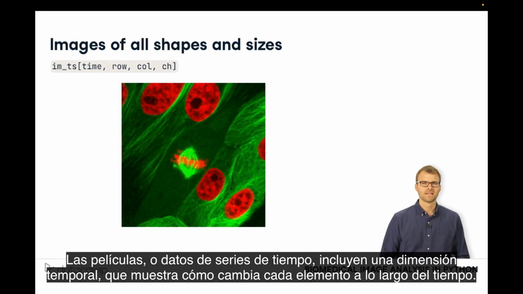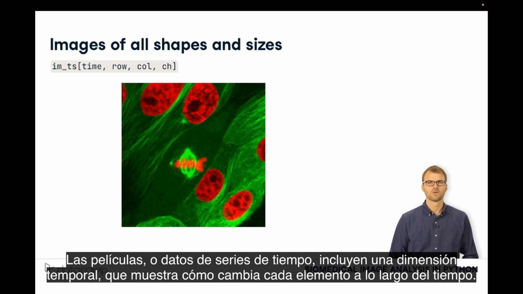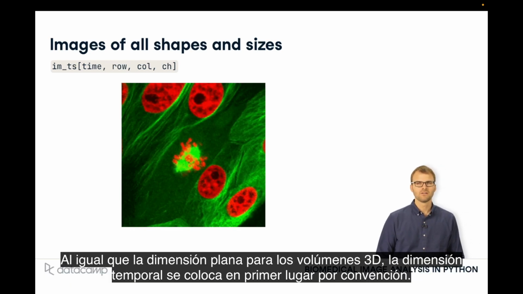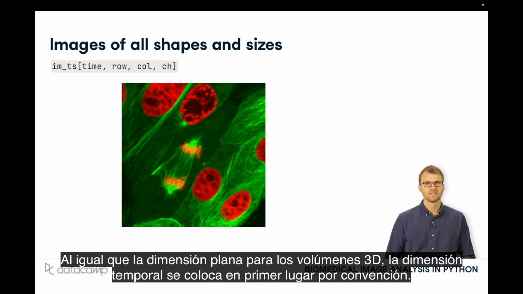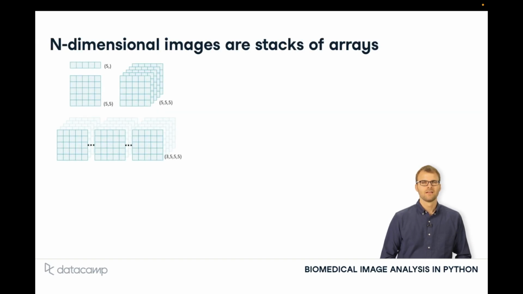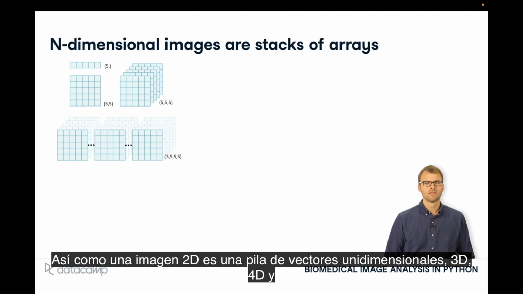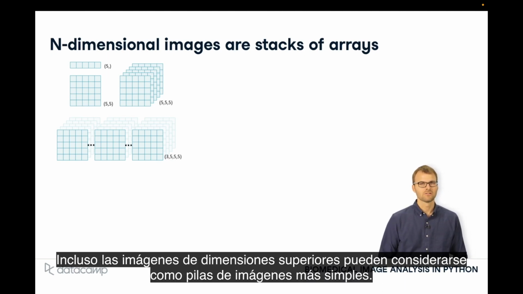Movies or time series data include a temporal dimension, showing how each element changes over time. Like the planar dimension for 3D volumes, the temporal dimension is put first by convention. Just as a 2D image is a stack of one-dimensional vectors, 3D, 4D, and even higher dimensional images can be thought of as stacks of simpler ones.